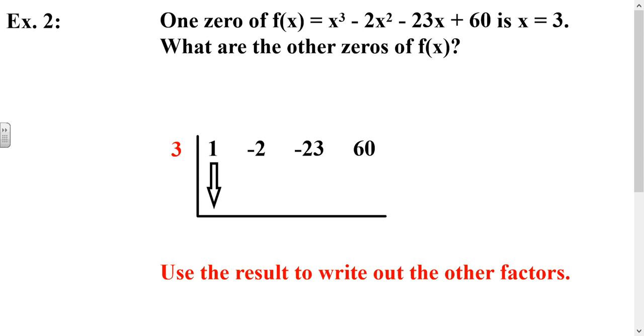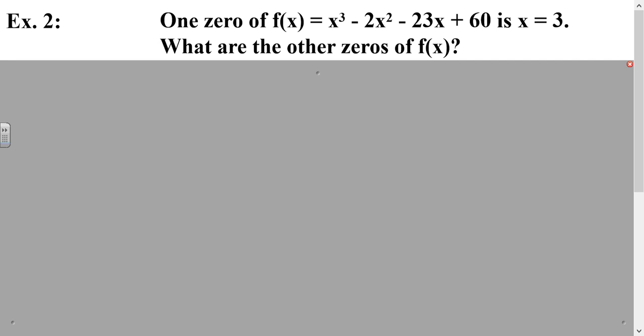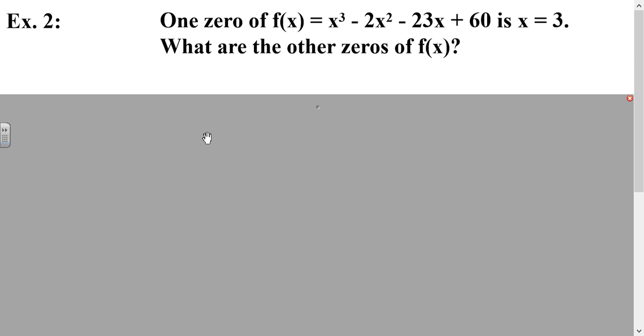Okay, now let's see the other example that we're talking about. It says one zero of the function x cubed minus 2x squared minus 23x plus 60 is x equals 3. What are the other zeros of the function? So they're telling us the zero this time.